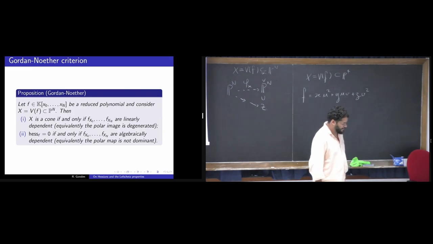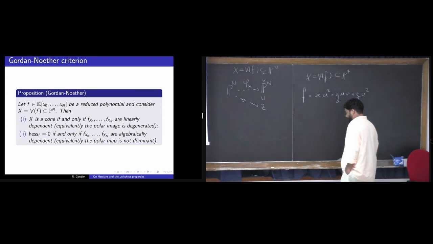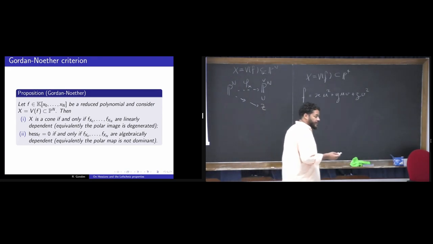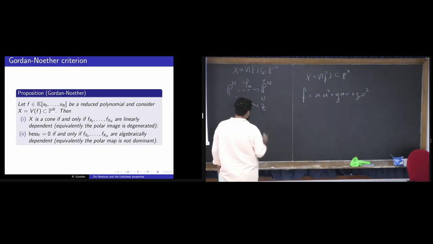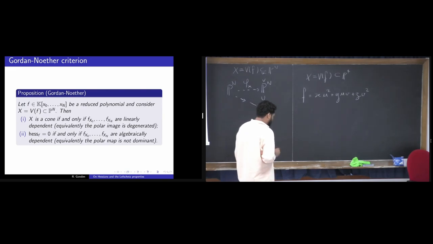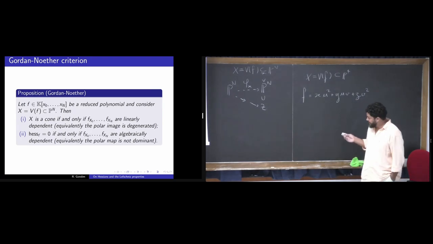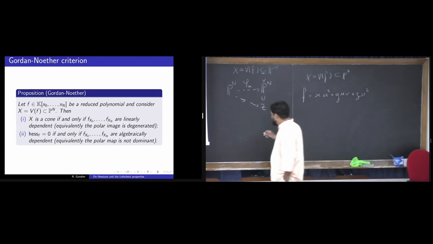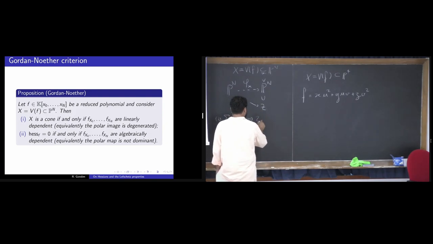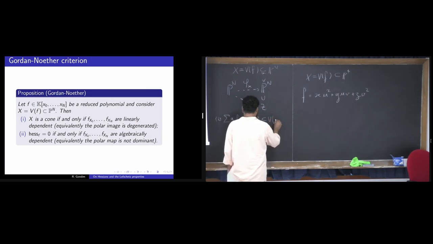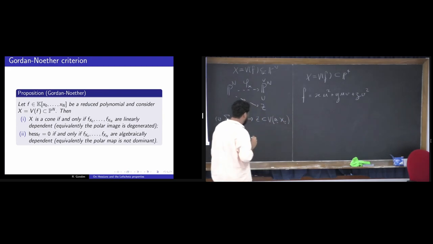The first part is what we saw just a few slides ago, that X is a cone if and only if the partial derivatives of f are linearly dependent, which of course is equivalent to Z, the polar image, being degenerate. In other words, Z is contained in a hyperplane. Easy to see, because if there is some linear relation among the partial derivatives, it implies that Z belongs to this hyperplane.